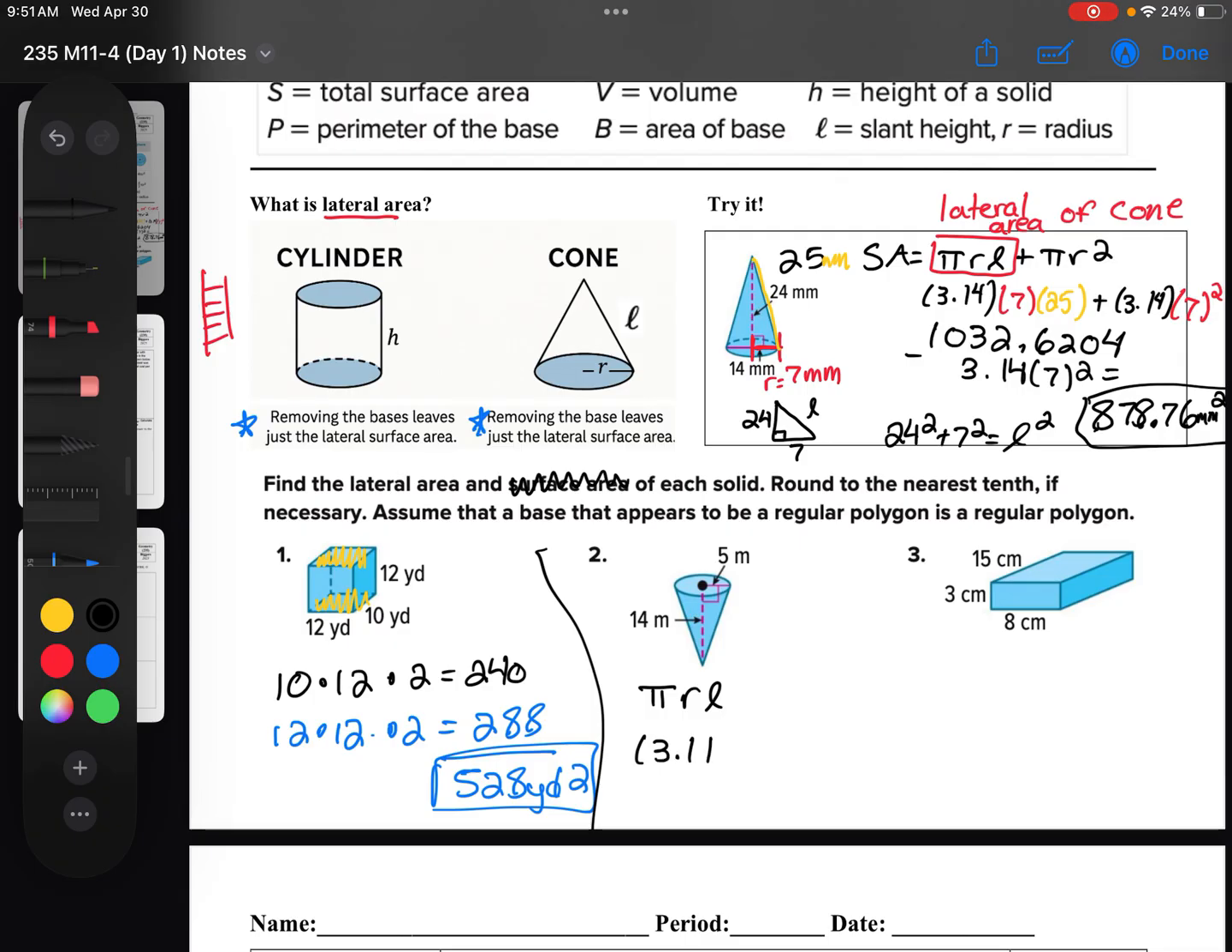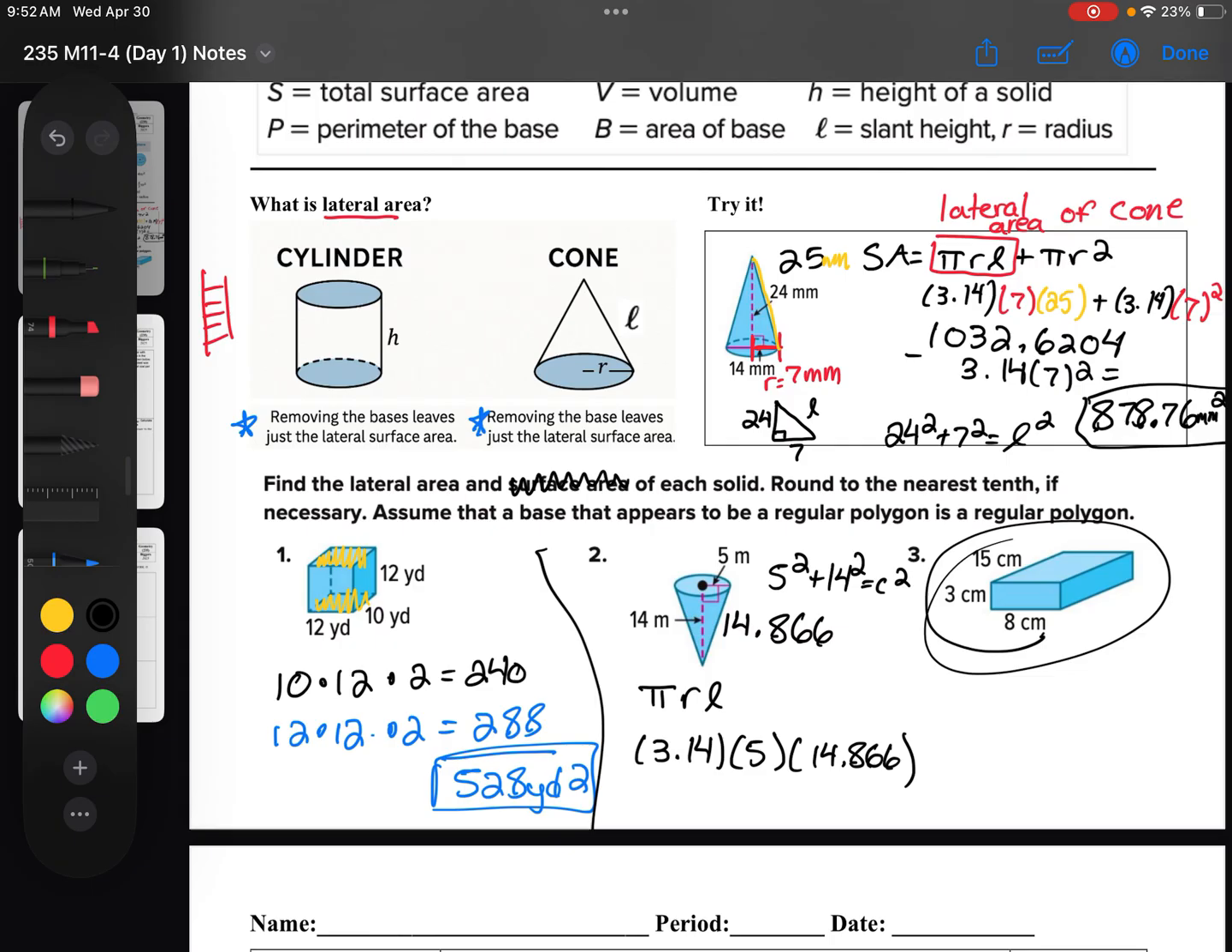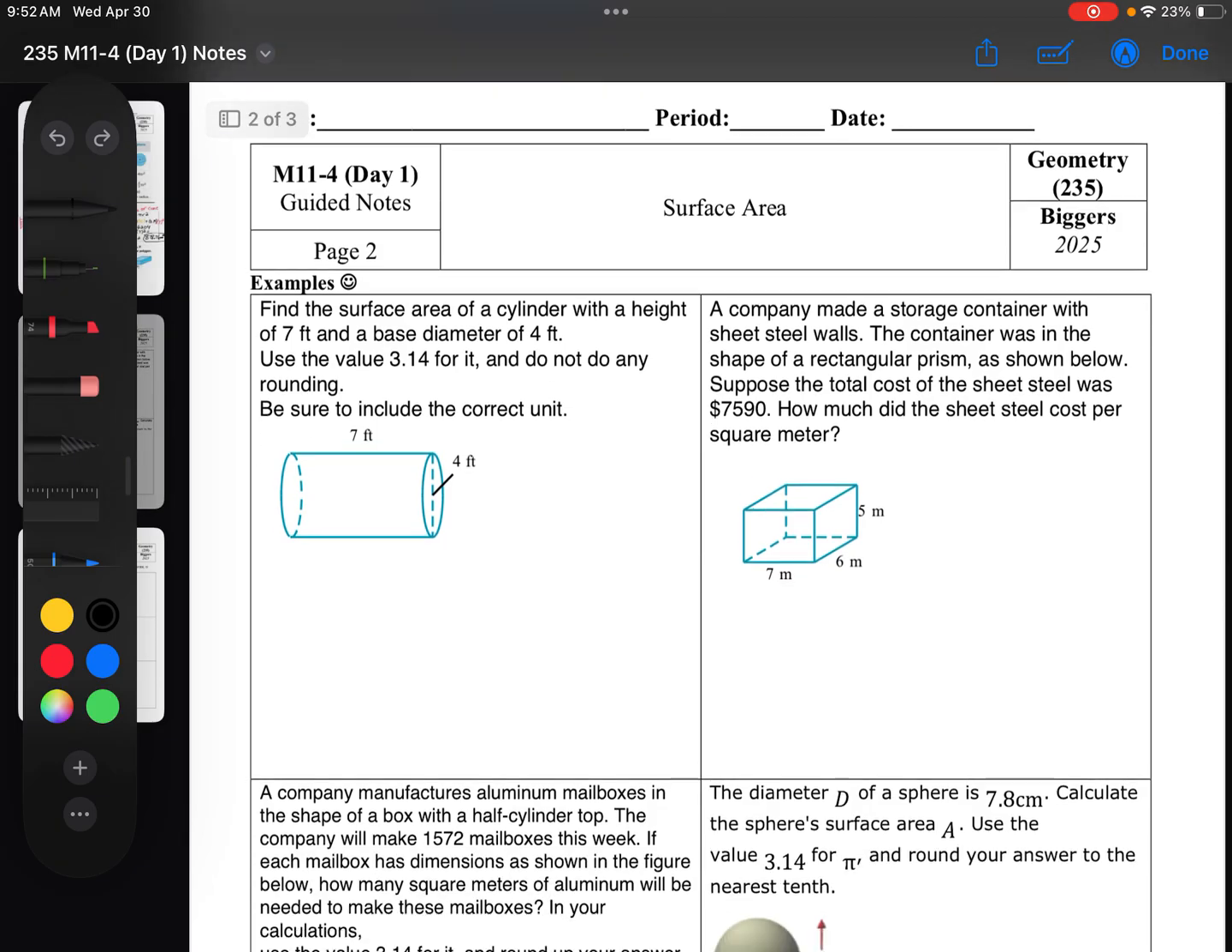How I would type this in is 3.14 times the radius, which is 5. And the slant height, you have to do Pythagorean theorem very quickly here with that right triangle to figure out what is your slant height. So if you do that math really quickly, that's your slant height, 14.866. Okay? And this one is going to be similar to the way number 1 was done. But to just save time, I'm going to skip on to the next.